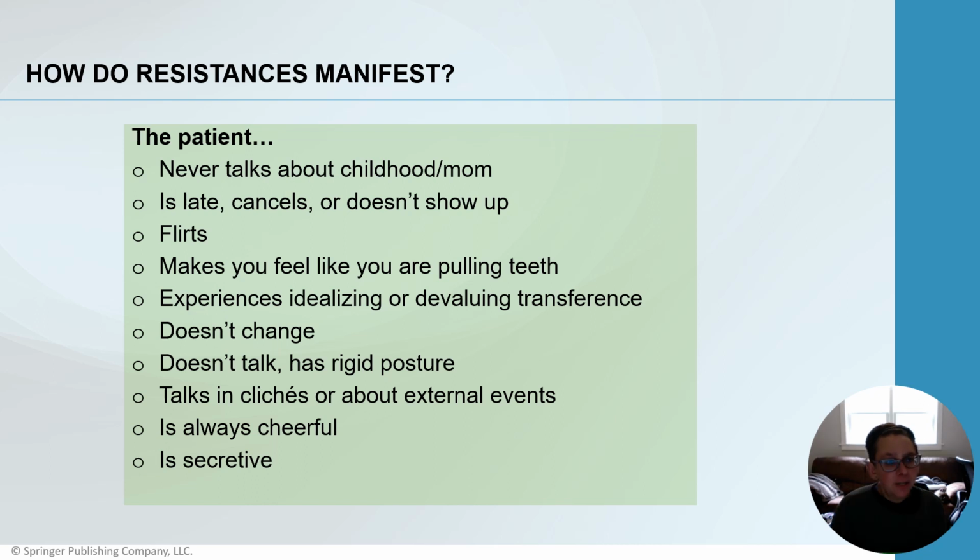And then we've talked about resistance before. The patient may not talk about their childhood. They're late, they cancel, they don't show up, they flirt, make you feel like you're pulling teeth, idolize or devalue, don't change, don't talk, have rigid posture, talk in cliches, or are always cheerful or secretive. So that's resistance. And we've talked in other chapters about how to work with resistance.